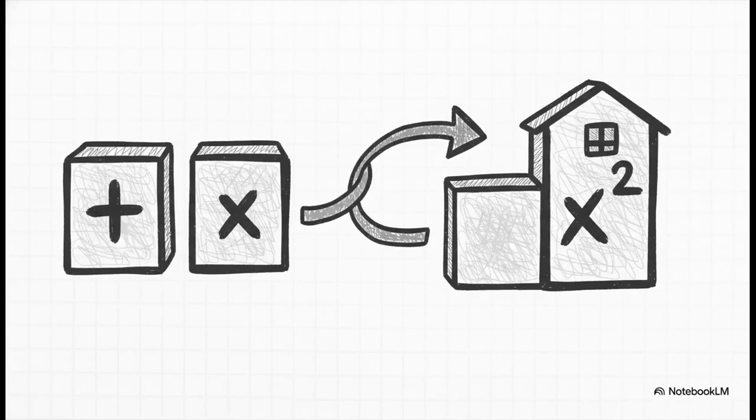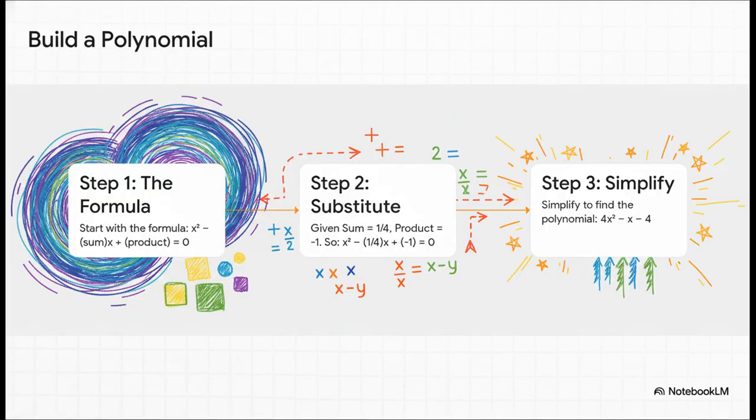And you want to know the best part? This secret code works backwards too. That means if someone just gives you the sum and the product of the zeros, you can actually build the entire polynomial right from scratch. And it's a super simple 3-step process. First, you start with this general formula. Then, step 2, you just plug in the sum and product they gave you. And finally, you do a little bit of tidying up, a little simplification, and boom, you have just built the exact polynomial you were looking for.